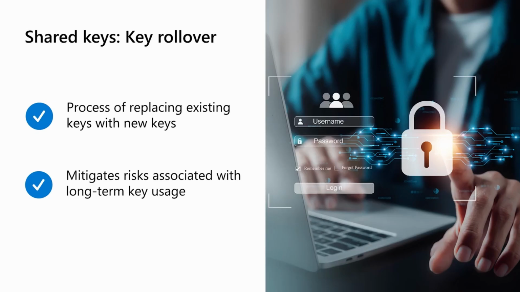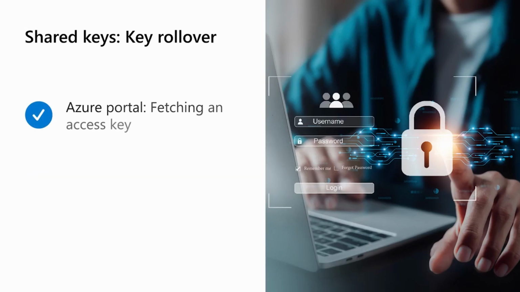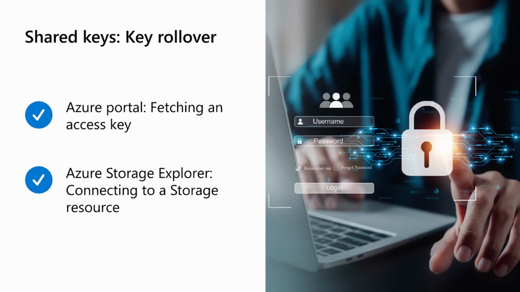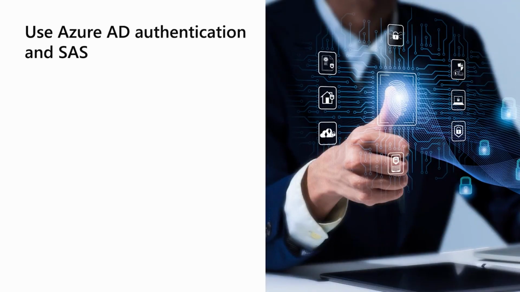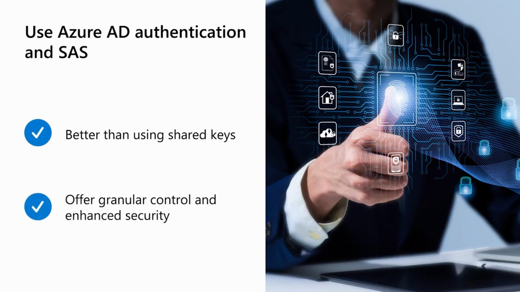You learned that while performing these steps, you use the Azure portal to fetch an access key and Azure Storage Explorer to use the key to connect to a storage resource. What additional knowledge did you gain? You learned that using more secure authentication and authorization methods, such as Azure AD authentication and SAS, is better than using shared keys whenever possible. These options offer granular control and enhanced security compared to shared key authorization.